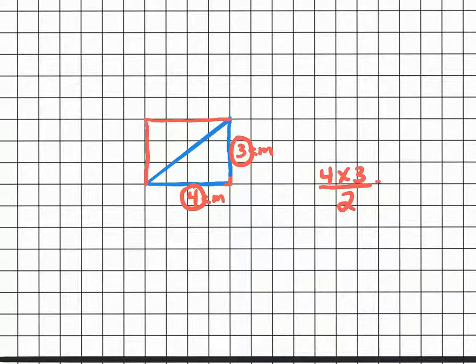So I'm going to multiply 4 times 3, but whatever I get, I'm going to divide it by 2. Well, 4 times 3 gives me 12. 12 divided by 2 gives me 6. So the area of this triangle, once again, is 6 square centimeters. Remember, I have to have the word square whenever I am giving the answer to an area problem.